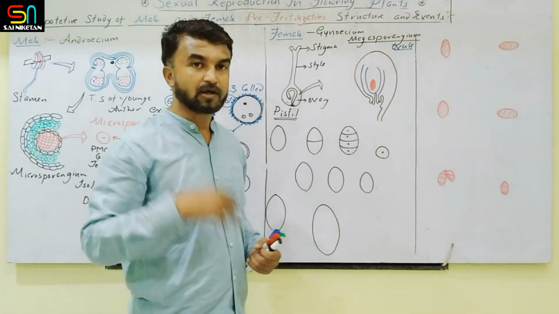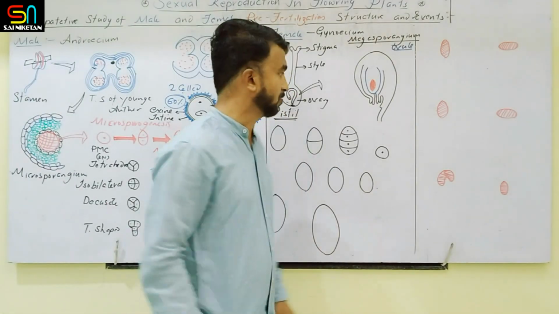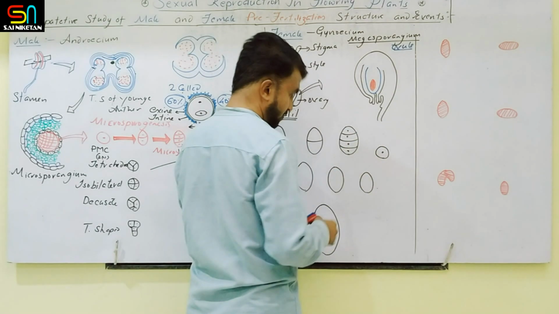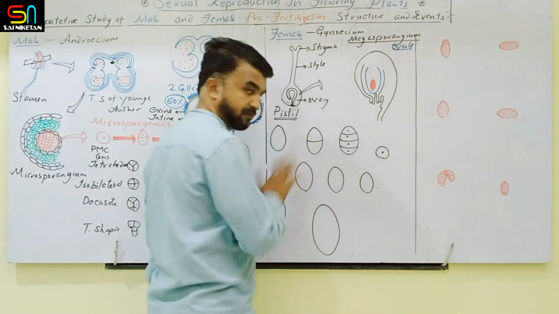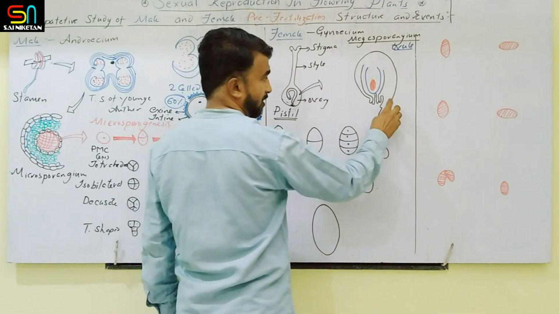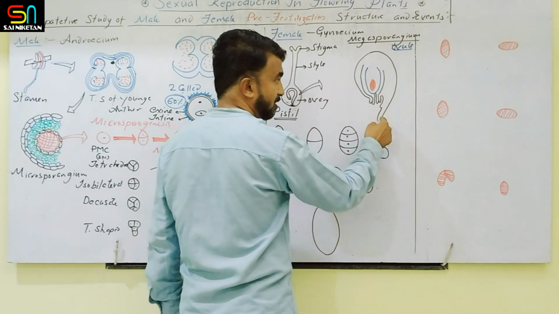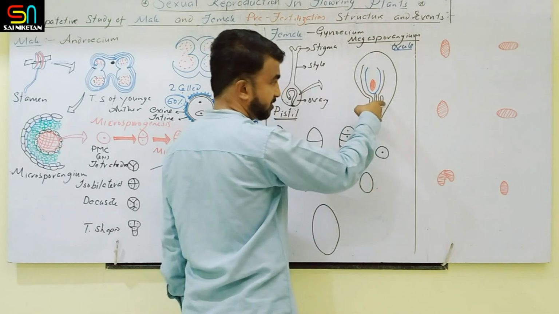Here, try to recollect the points we covered in the last video. So this is a funicle. With the help of the funicle, it is attached to the placenta. Labeling I will note. First revision. Clear? So this is a funicle. The junction between the funicle and the body of the ovule is called the hilum. This is the hilum.